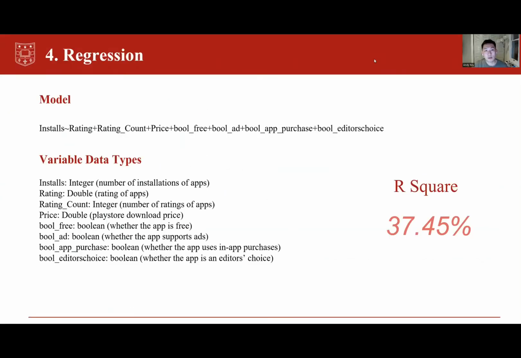Thanks, Chenggang. Next, I will talk about our regression of the number of installations of Google Play Store apps. For our model, we use variables: rating, the number of ratings, the dummy variable of whether the app was free, the dummy variable of whether the app supports in-app purchase, and the dummy variable of whether the app is an editor's choice. We use PySpark for our regression, the cleaning of data, and the assembling of variables, and we eventually received an R-square of 37.45% on our training data.